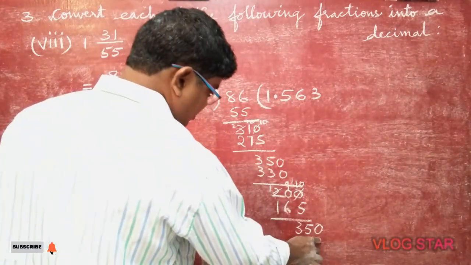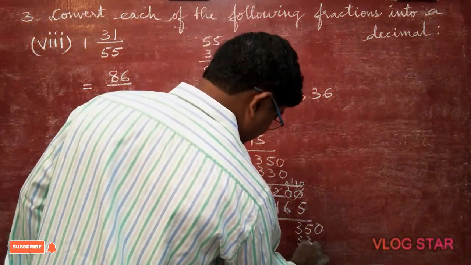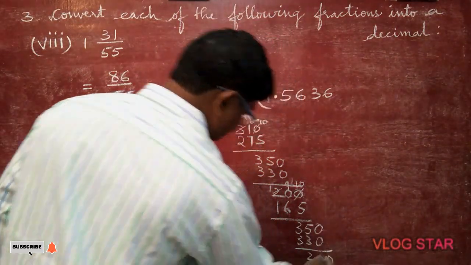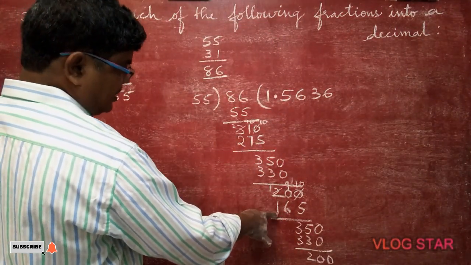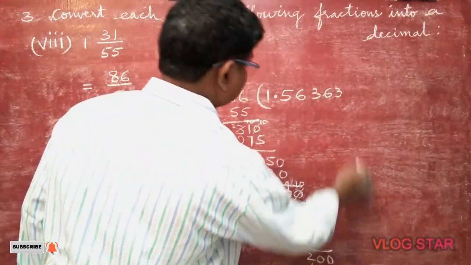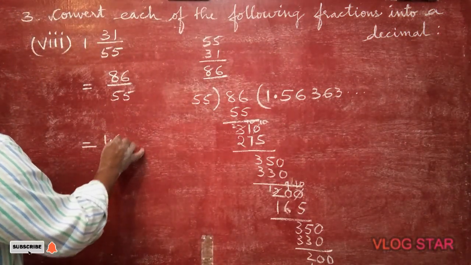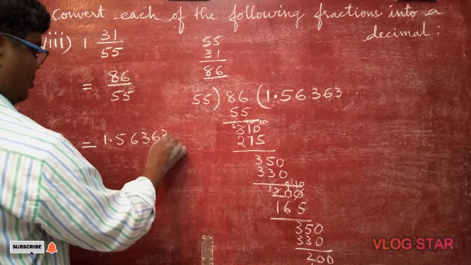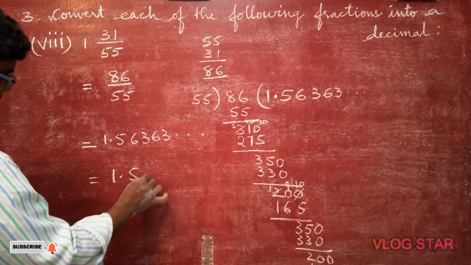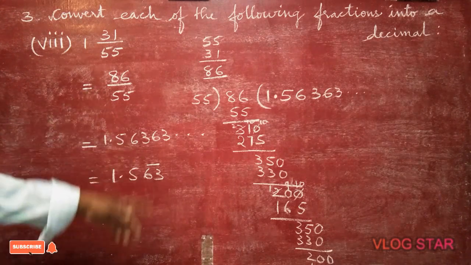Here 350 came again, here also 350. 6 times it goes. So 6 times, 330. 20 remainder. Decimal is there, keep 0. Again here 200 came. How many times does it go? 3 times. Like that, 165, and so on. So what is the answer for that one? 1.56363, and so on. Infinite. So 1.563 with a bar. The bar indicates repeating. So this is the way of solving.